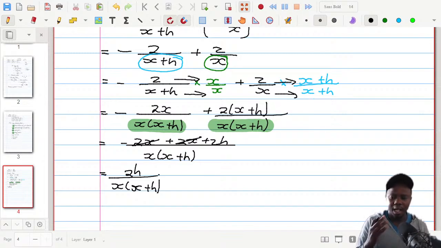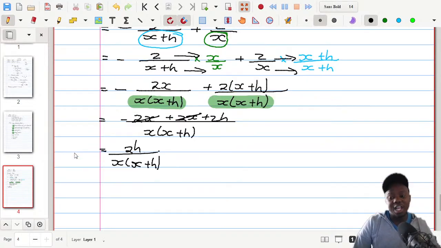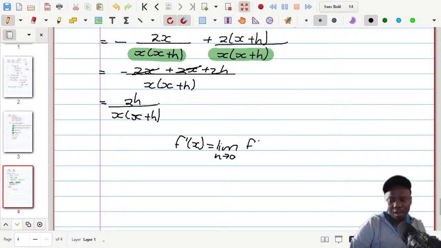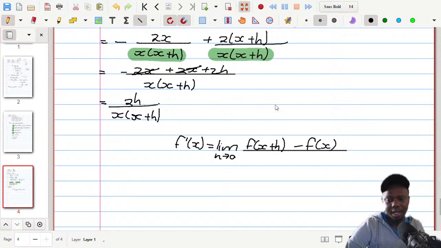Brilliant. Now, let's move on to the next section. Notice that we actually haven't answered the question yet. We were just simplifying f of x plus h minus f of x. Now we can actually simplify the question. So f prime of x is the limit as h approaches 0 of f of x plus h minus f of x, all of this divided by h.